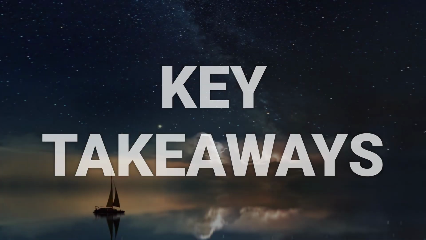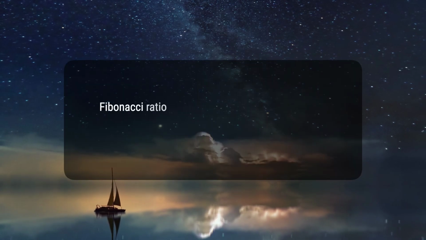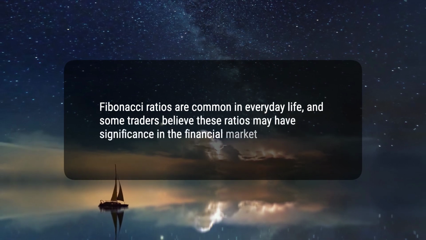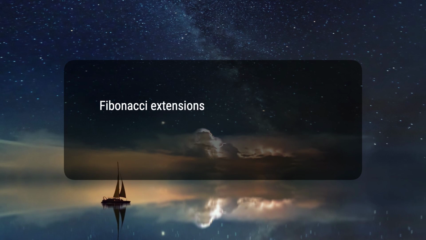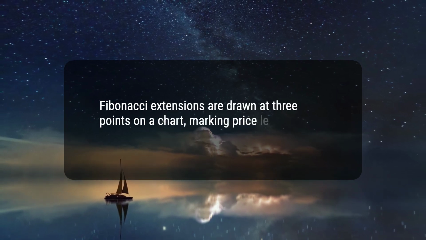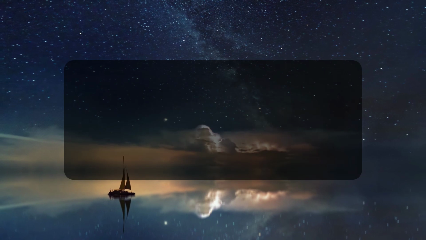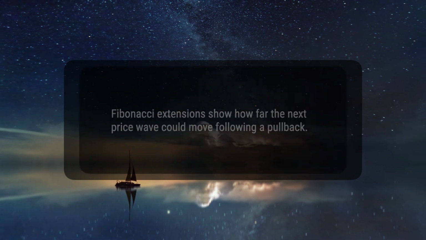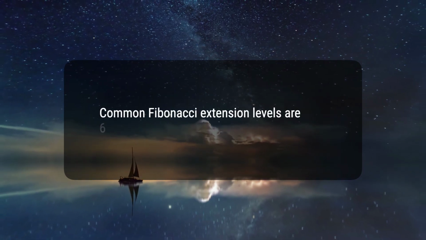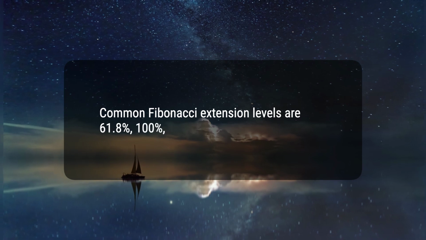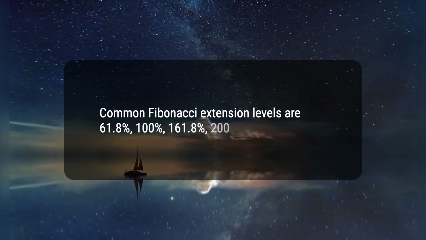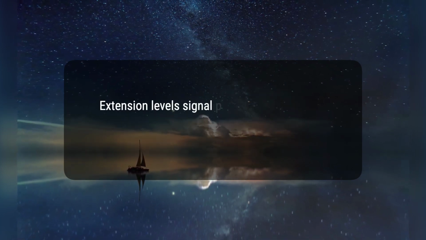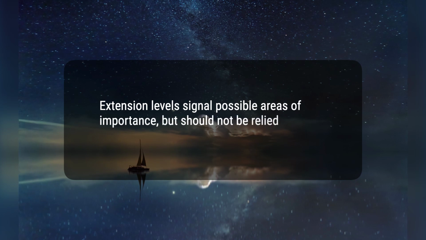Here are 5 key takeaways. 1. Fibonacci ratios are common in everyday life, and some traders believe these ratios may have significance in the financial markets. 2. Fibonacci extensions are drawn at 3 points on a chart, marking price levels of possible importance. 3. Fibonacci extensions show how far the next price wave could move following a pullback. 4. Common Fibonacci extension levels are 61.8%, 100%, 161.8%, 200%, and 261.8%. 5. Extension levels signal possible areas of importance, but should not be relied on exclusively.